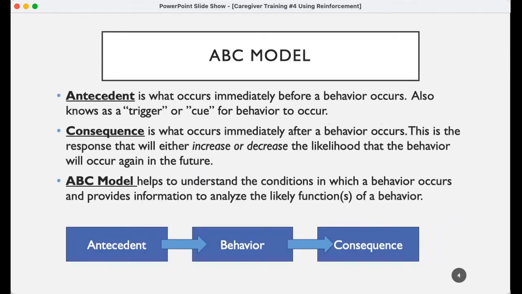We use the ABC model to help us analyze and understand behavior. The antecedent is what occurs immediately before the behavior. This is also known as a trigger or a cue. The consequence is what occurs after a behavior. This is called the response. The response will either increase or decrease the likelihood the behavior will occur again in the future.